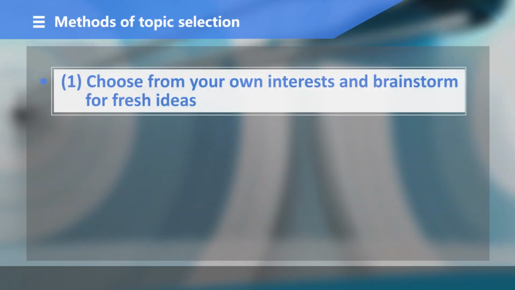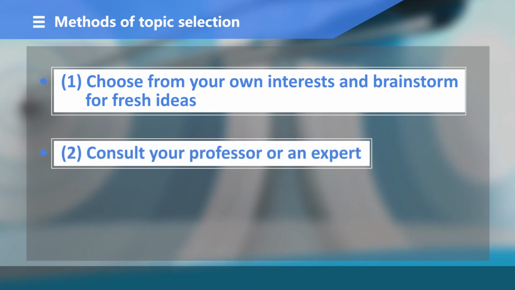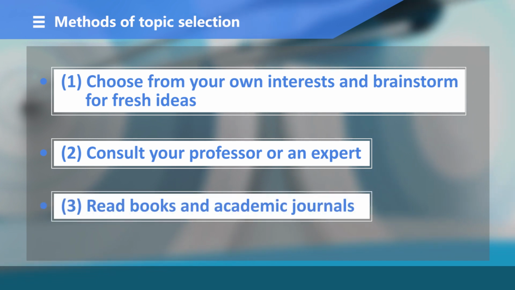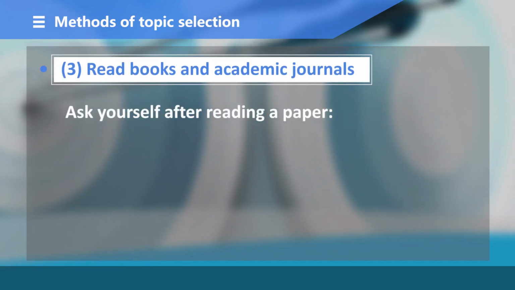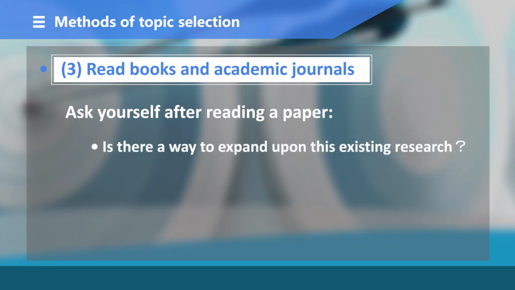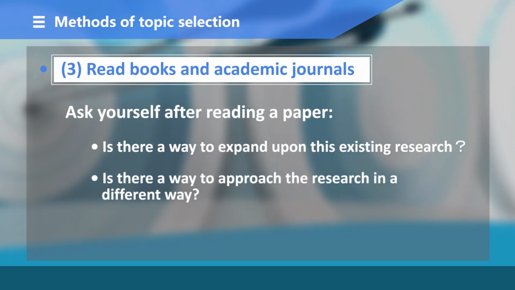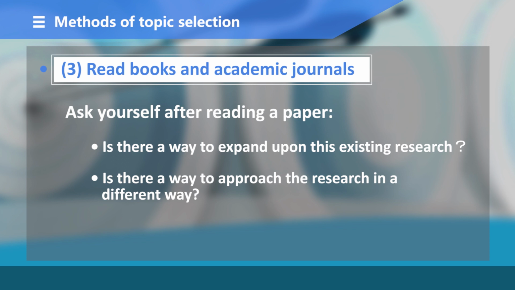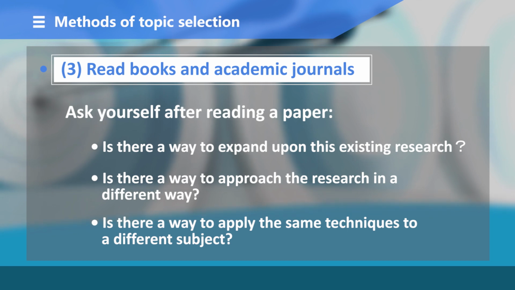We start by choosing a research topic that interests us and brainstorm ideas that come into our minds with regard to our research. We may consult our professors or an expert. And we can read books and academic journals. Ask ourselves after reading a book or a paper, is there a way to expand upon this existing research? Is there a way to approach the research in a different way? Is there a way to apply the same techniques to a different subject?